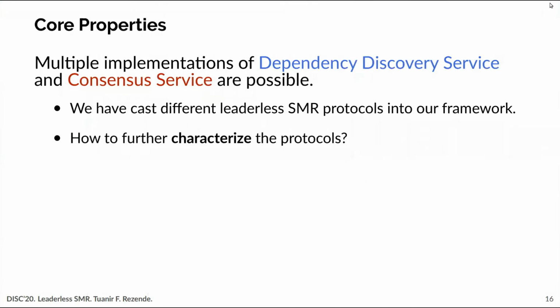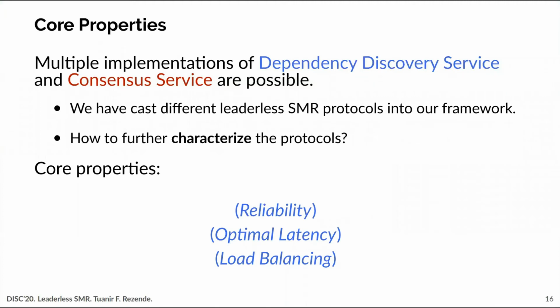One can see that multiple implementations of the dependency discovery service and consensus service are possible. We have cast different leaderless SMR protocols into our framework, and I refer the viewers to the extended version of our paper, where this is further explained, because I will not have time to explain this in this presentation. And so we have the question: how to further characterize the protocols to get the differences between them? We propose a set of core properties: reliability, optimal latency, and load balance.